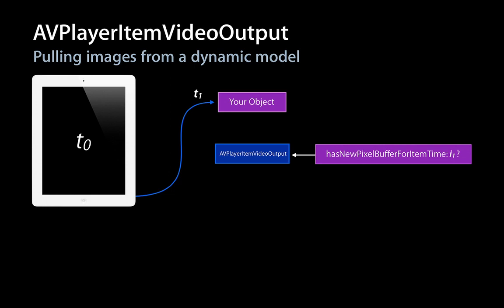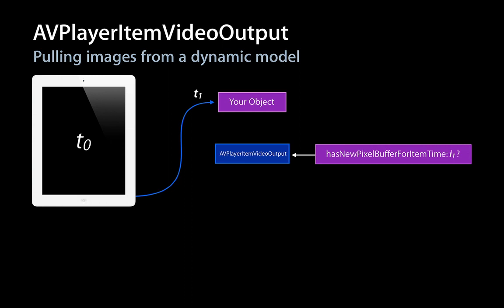And you can ask the AV player item video output, do you have a new pixel buffer that I haven't seen yet? Each time you copy an image from your AV player item video output, it will maintain a record of consumption. And that's true for every instance. It's a separate record of consumption.